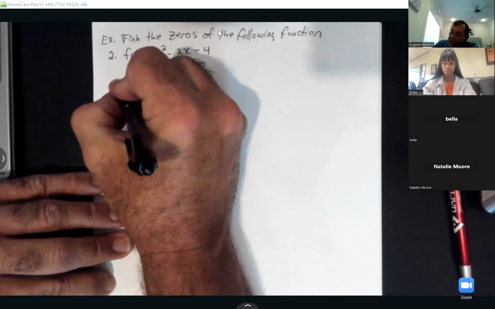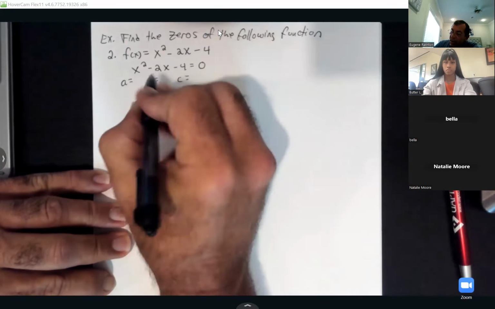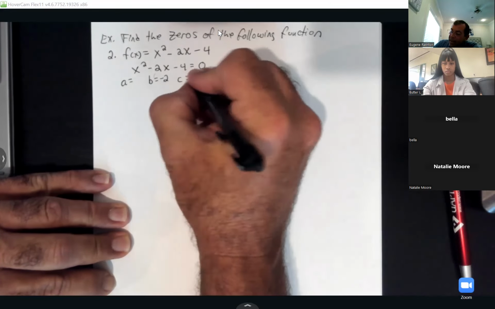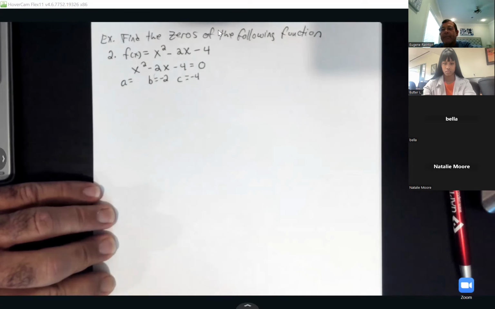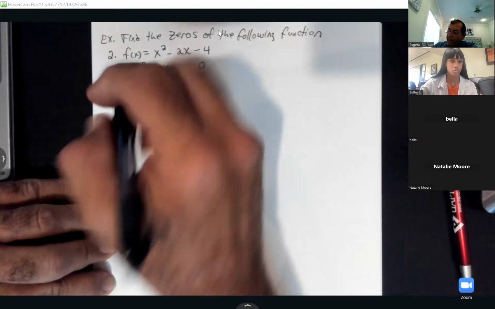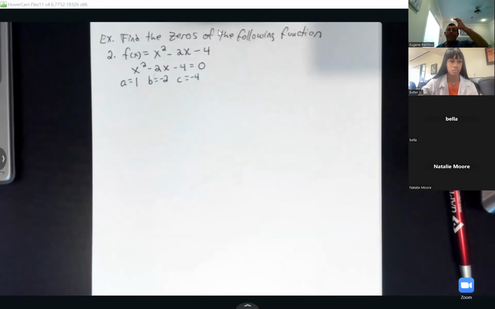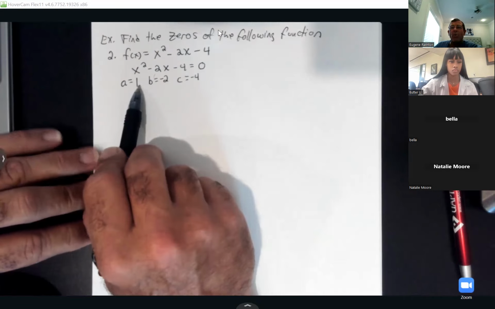So the first thing is to figure out what these 3 numbers are. And y'all, I'll tell you, B is -2 in the middle. C will be -4. What is my A? 1 squared. Well, you don't even have to square it. You just need to put me a 1 there, okay? Just remember, if there's not a number in front of it, it's definitely a 1.